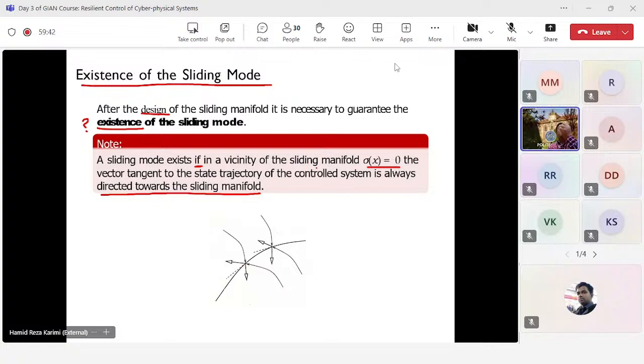Okay, so in this case, around the sliding manifold sigma x, the vector tangent to the state trajectories is always directed towards the sliding manifold. It means that the state should remain, after some time, stabilized on the manifold. So if this condition is satisfied, then we can guarantee that the state can be stabilized and can remain on the manifold.